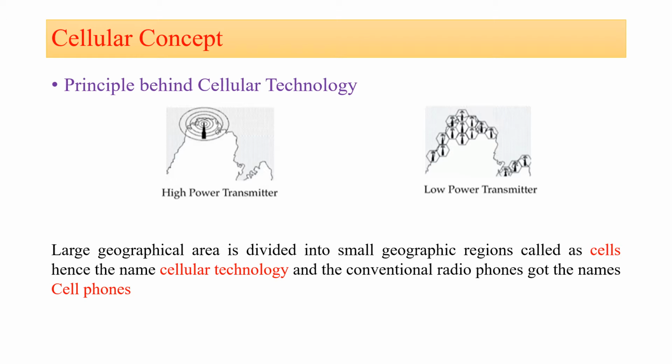Now if you observe the two pictures, that is high power transmitter and low power transmitter. The high power transmitter covers one area, and that area is again divided into small areas like low power transmitters, and these low power transmitters are nothing but the cells. So the large geographical area is divided into small geographic regions called cells, and this is the principle behind the cellular technology. First of all, divide your large area into small geographic areas, and those areas are nothing but the cells, and this technology is called cellular technology.